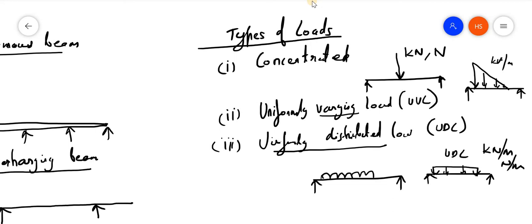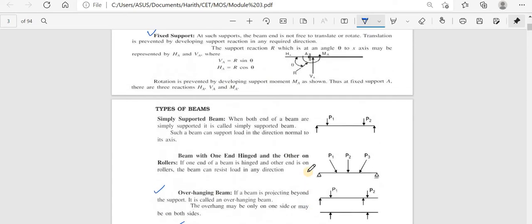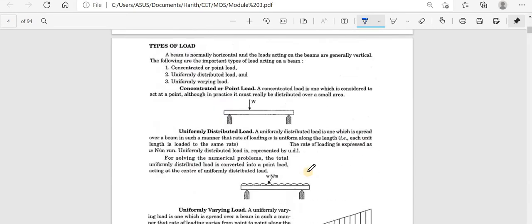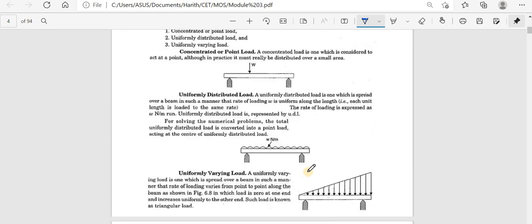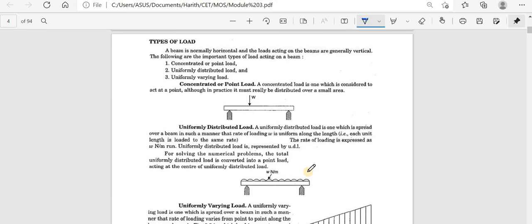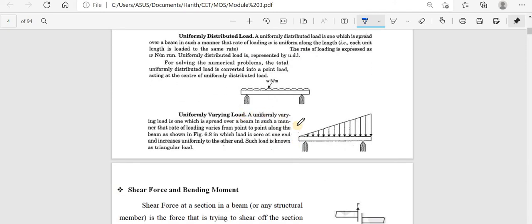So far we have discussed the types of supports, the types of beams, and the types of loads. Mainly it is shown here: this is a concentrated load, this is a uniformly distributed load, and this is a uniformly varying load. So you have to understand these things.